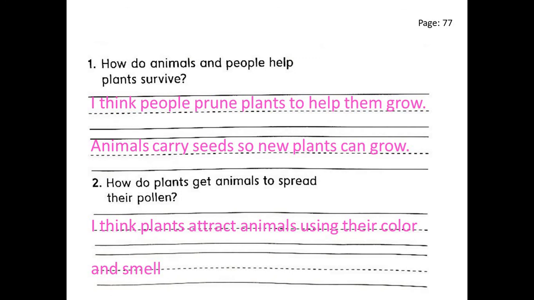The next question, how do plants get animals to spread their pollen? As we said, plants attract animals using their color and smell. They are so clever. Amazing. Let's see the next slide.